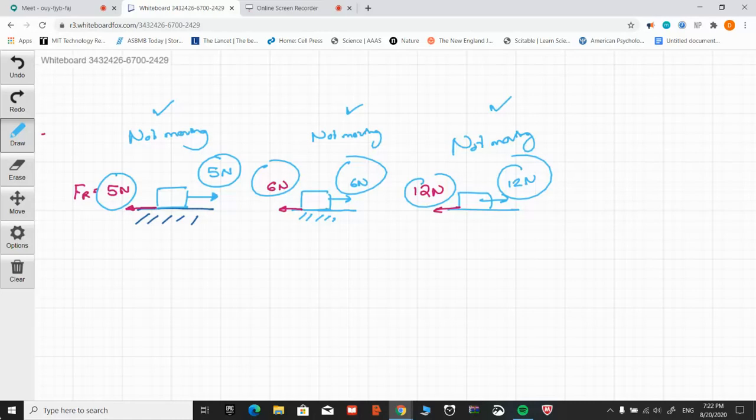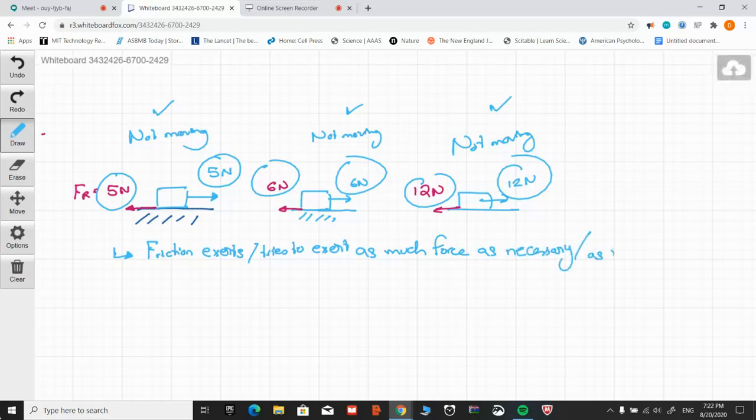in case of friction. The whole idea is friction exerts or tries to exert as much force as necessary, or in very dire situations as much as it possibly can, in order to oppose the motion.